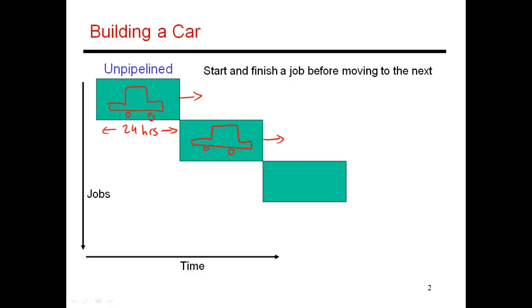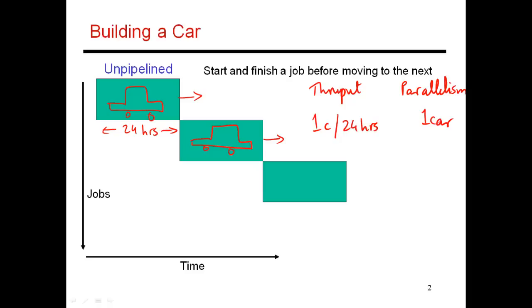So this is an unoptimized design because there's no parallelism. There's only one car being worked upon at a time, right? So in terms of parallelism, it's only one car at a time, and the resulting throughput rate is one car every 24 hours.